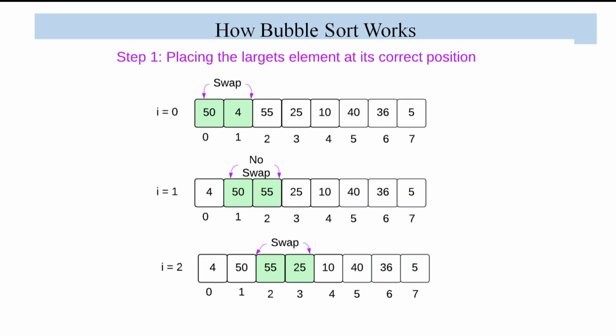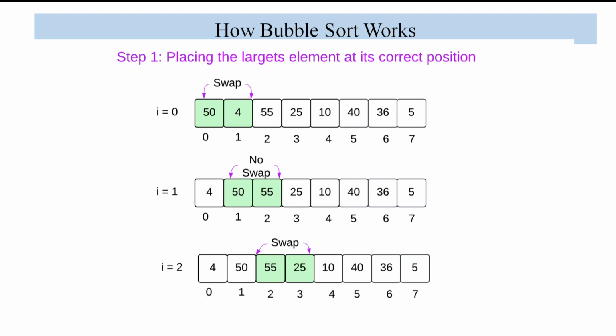As we know, in an array the indexing starts from 0 till n minus 1. So index 0 means the first location of the array. Once we perform the swapping, 4 will be at the first location, and 50 will be at the second position. Then in the next iteration, that is i is equal to 1, 50 and 55 are compared. Here we can say 50 is smaller than 55, so no swapping is required.